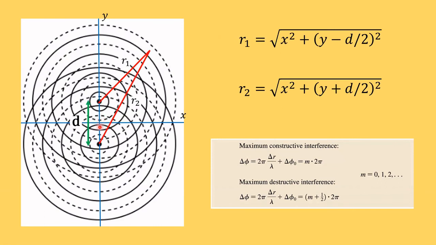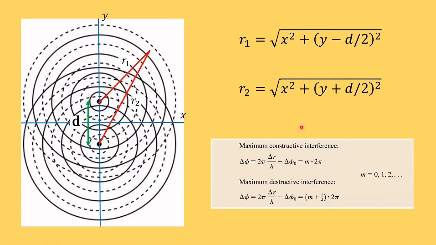Now, what are the coordinates of this source? Wouldn't they be 0, d over 2? The x coordinate of this point is 0, but its y coordinate is positive d over 2. The coordinates of source 2 are 0, negative d over 2. So this is really just an application of the distance formula that you should have learned in analytic geometry.